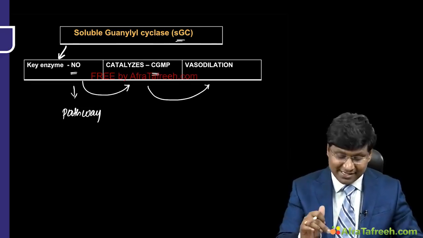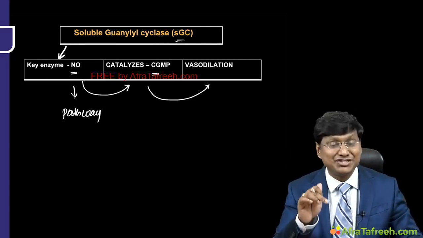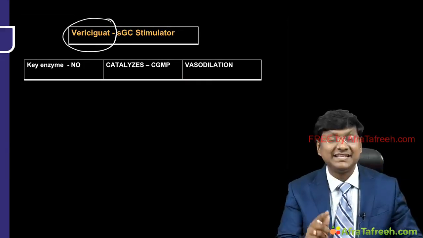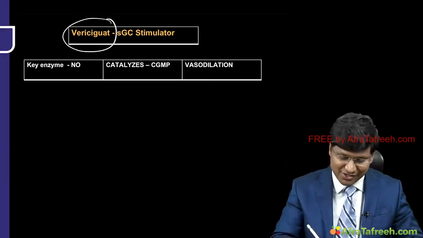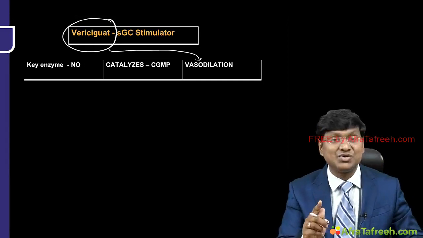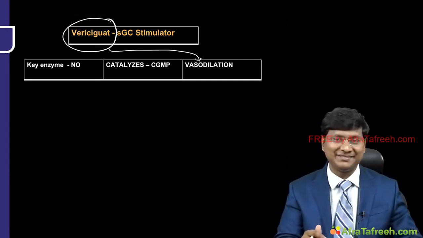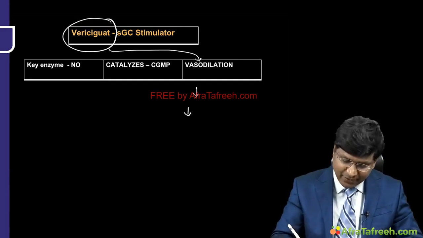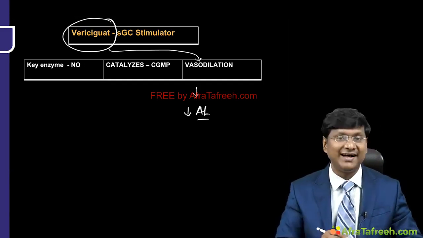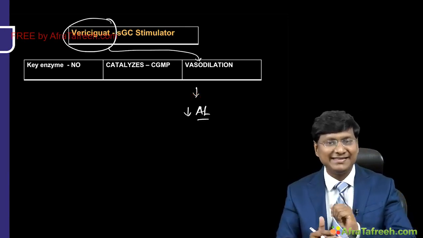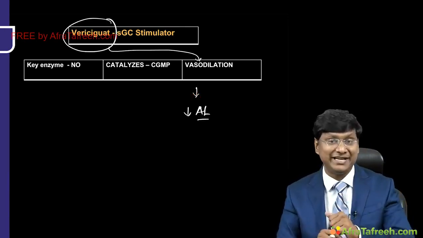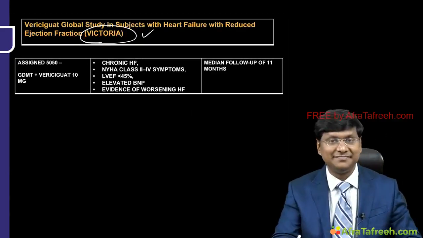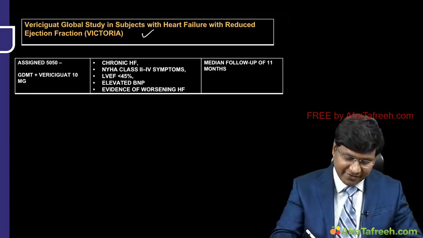What is the example of a soluble guanylyl cyclase stimulator? The example is Vericiguat. This Vericiguat is associated with causing vasodilatation. Because it is causing vasodilatation, it will reduce the afterload on the heart. Accordingly, a trial has been done on this Vericiguat, and the name of the trial is the VICTORIA trial.